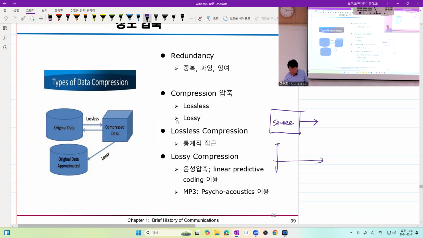And your voice can be converted to an electrical signal using a microphone. But it's in analog form. So what do we do? We usually use a uniform sampler with finite quantization levels.